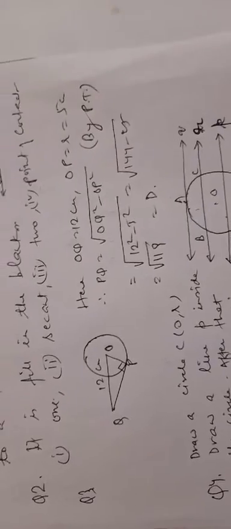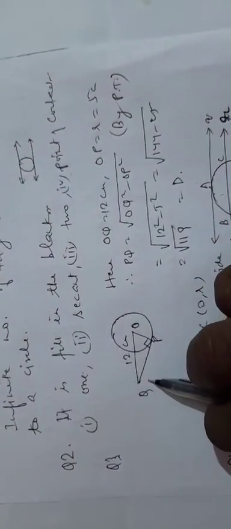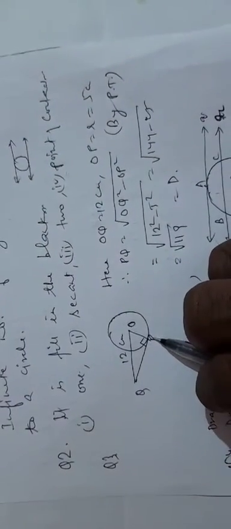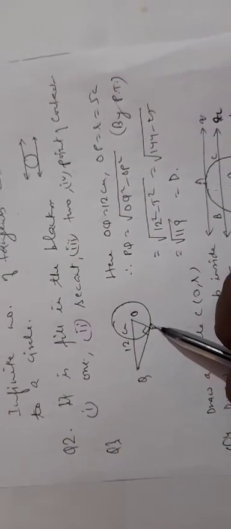Now, question number 3 is a multiple choice question in which you have to find the value of PQ. There is a point Q lying outside the circle, and the tangent touches the circle at point P with line segment PQ. The radius is given as 5 centimeter, and this length OQ is given as 12 centimeter. We have to find the value of PQ.